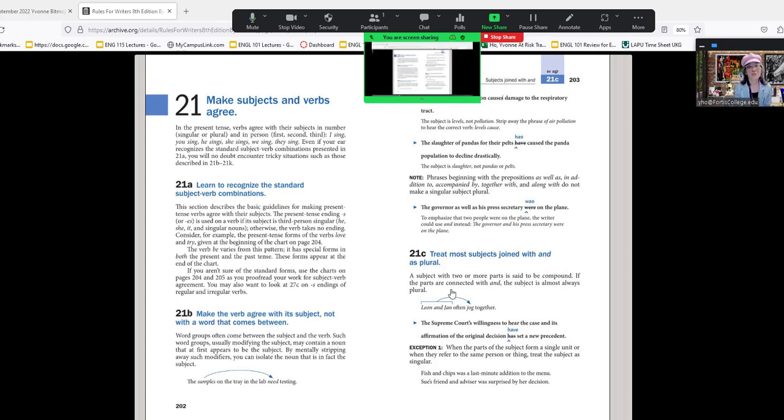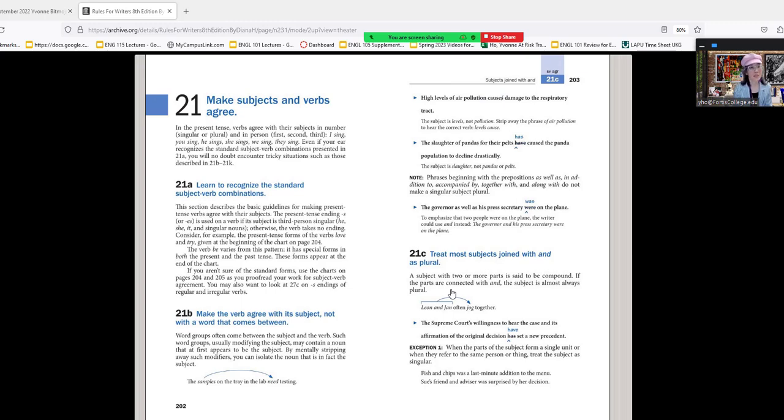Make subjects and verbs agree. In the present tense, verbs agree with their subjects in number, singular or plural, and in person, first, second, third. I sing, you sing, he sings, she sings, we sing, they sing. Even if your ear recognizes the standard subject-verb combinations, you will no doubt encounter tricky situations such as these. Learn to recognize the standard subject-verb combinations.